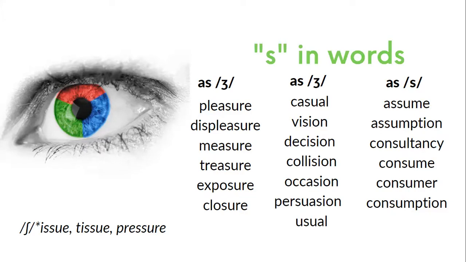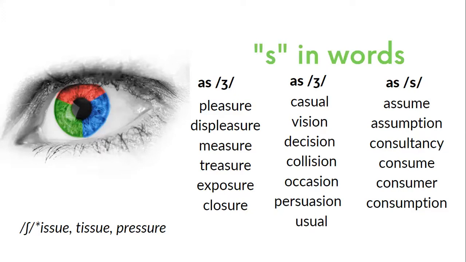Then we have J in casual, vision, decision, collision, occasion, persuasion, usual. So in these words, letter S has the J sound. Then the last set of words you have here vertically, you have assume, not assume. I've not come across any English word in which you have two S's representing the sound Z. So this word, it's assume, assumption, consultancy. Consume, consumer, and consumption.